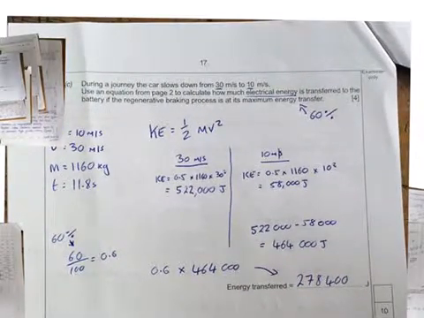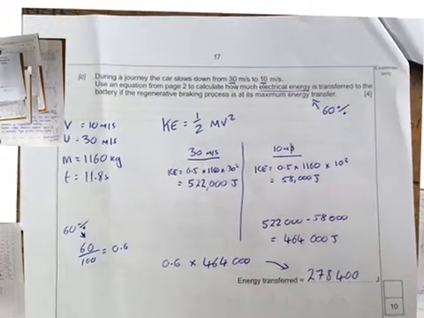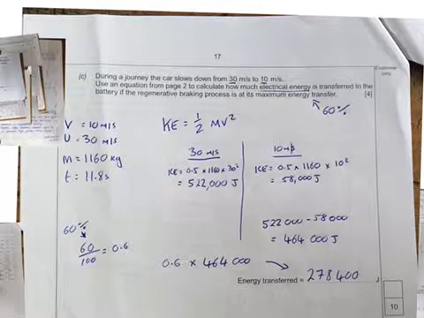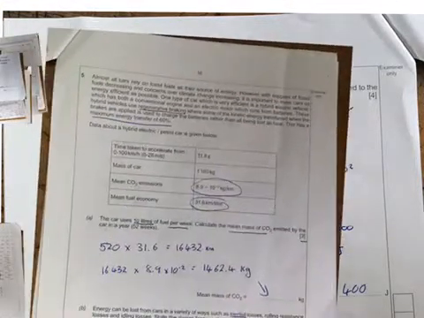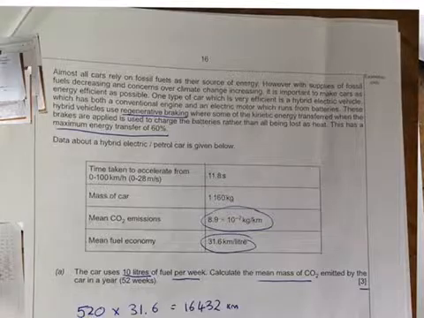During a journey, the car slows down from 30 to 10. Use equations on page 2 to calculate how much electrical energy is transferred to the battery if the regenerative braking process is at its maximum energy transfer, which is 60%. And these are the bits now where you really need to read that information, because it kind of tells you what's happening. It's at 60%.